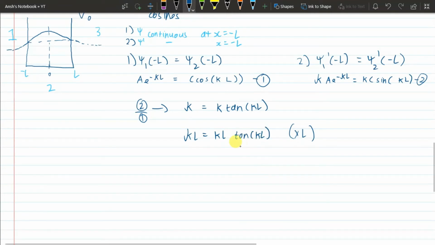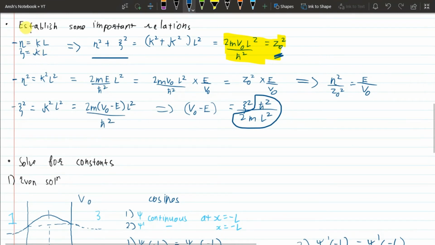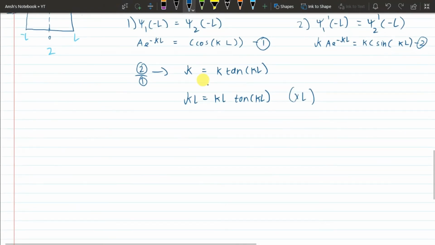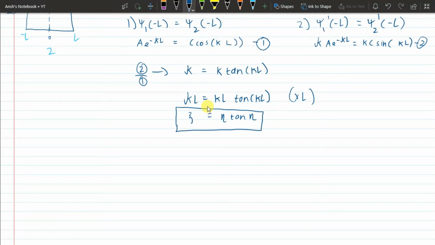And here is where the substitutions we made come in handy. We know that eta equals kL and xi equals kappa L. So we'll simply substitute for them, and we are left with xi is equal to eta tan eta. And we'll keep this relation in mind.